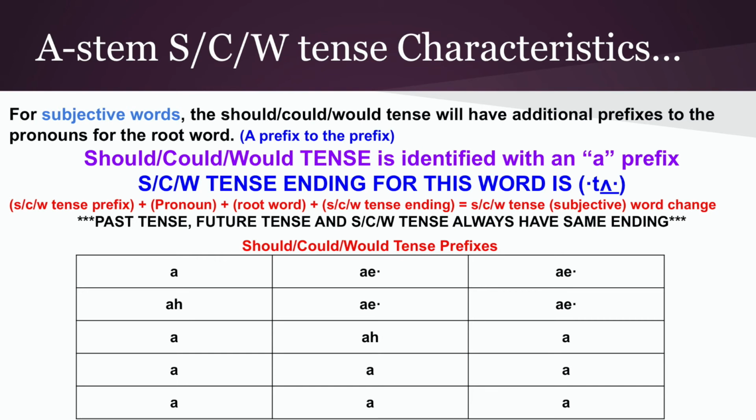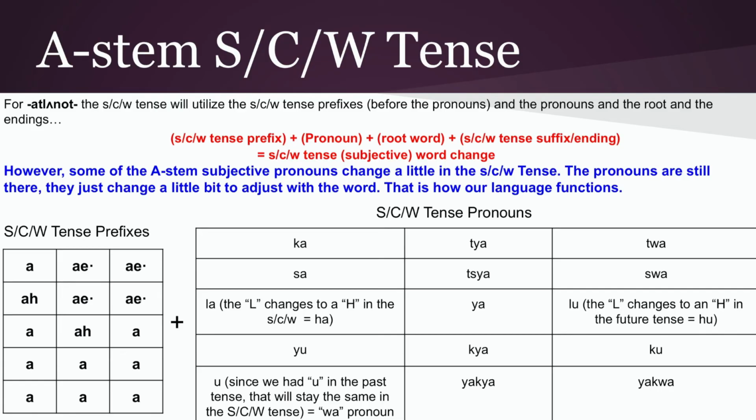All right, let's go over changes to the pronouns. Changes to the pronouns are pretty cut and dry. You can read any of the top information on the slides here as well. I basically just go over the main content. So I'm looking at the charts here. I went over the should, could, or would tense prefixes in that little table on the left. I just want you to see that. You're using your prefix plus your pronoun plus your root word plus your ending. That's going to give you your conjugation, okay?